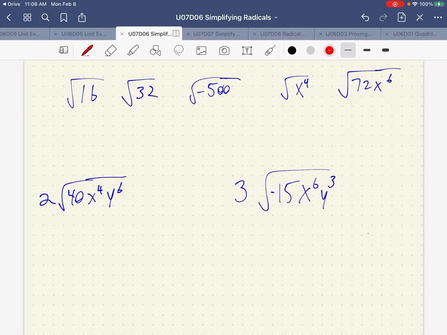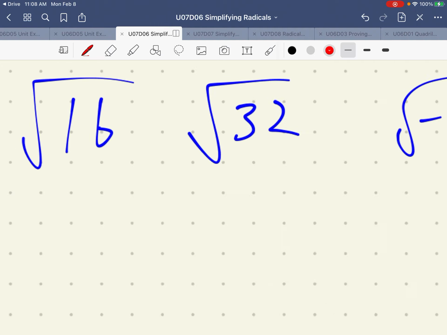So today we're going to review how to simplify radicals, as well as learn a new method that we will need to simplify radicals of different index. So the square root has an index of 2.